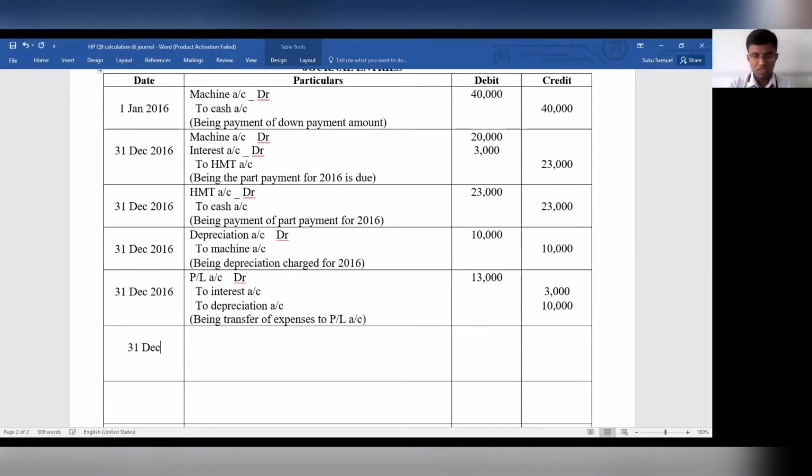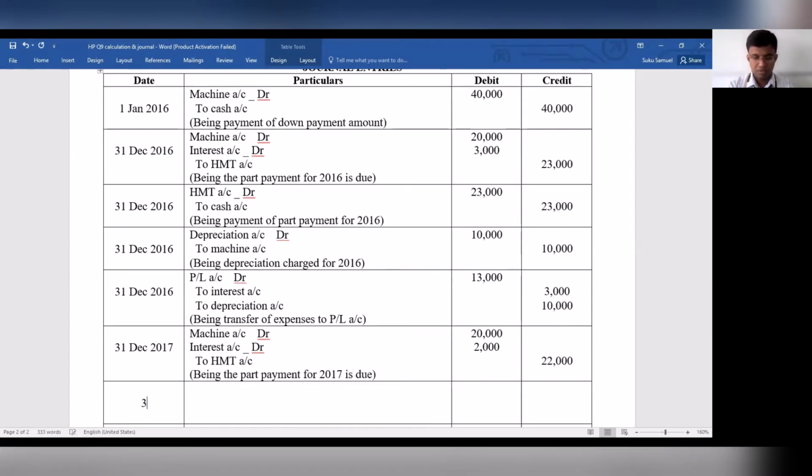Now let's move on to the next year. The first set of entries will be for 2017. So machine account debited 20,000, interest account debited 2,000, to HMT account 22,000, being the part payment for 2017 is due.